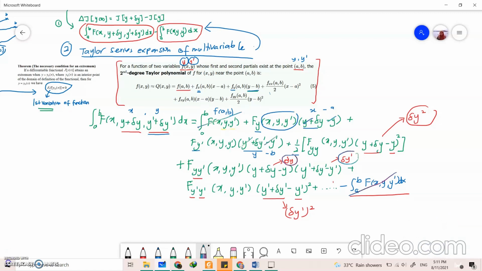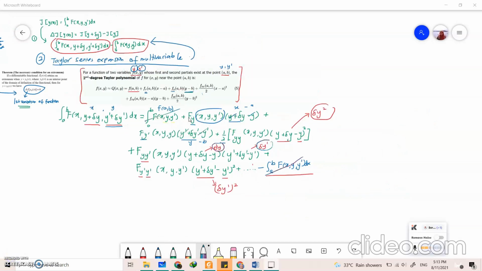So what is our next step? Our next step is to find the variation. Remember we want to find the variation of the function. First we have to find the increment, now we expand this increment, and our next step is to extract the linear term of increment J, so that we can find the variation of J, which consists of y and y prime.